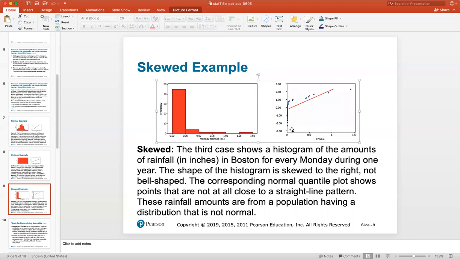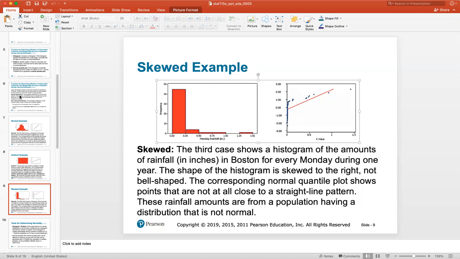You can say that. So the third case shows a histogram of the amounts of rainfall in inches in Boston for every Monday during one year. The shape of the histogram is skewed to the right, not bell shaped. The corresponding normal quantile plot shows points that are not at all close to a straight line pattern, and the data doesn't have a systematic pattern. Okay? So these rainfall amounts are from a population having a distribution that is not normal.